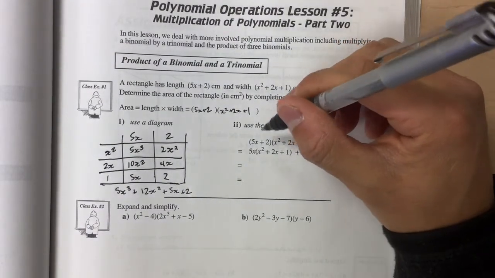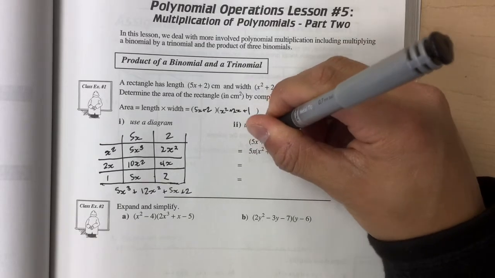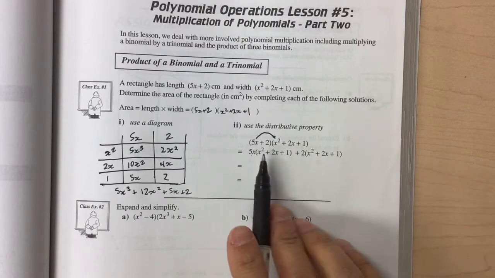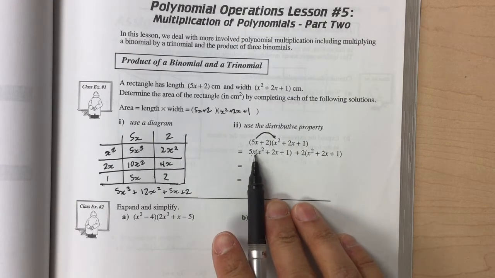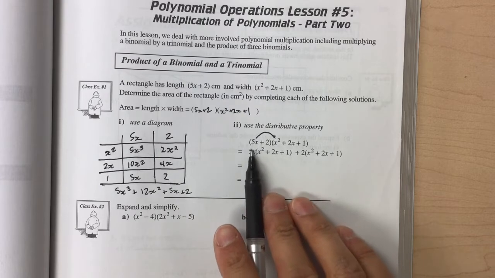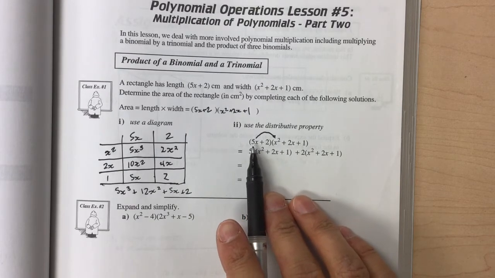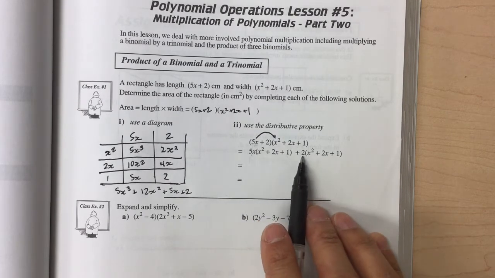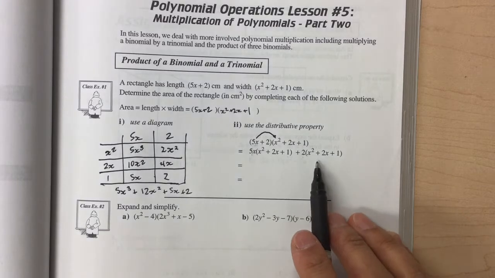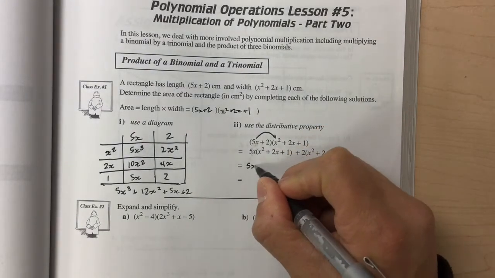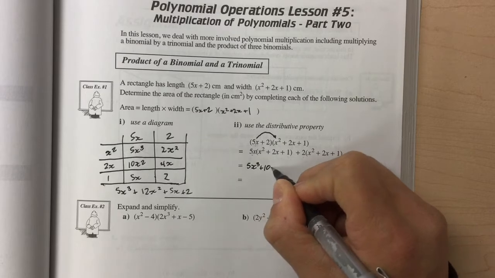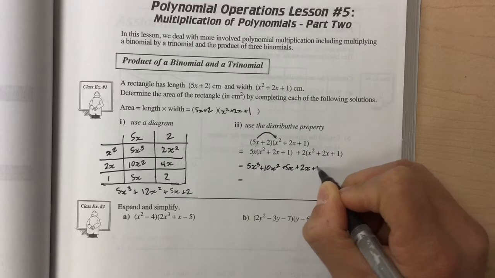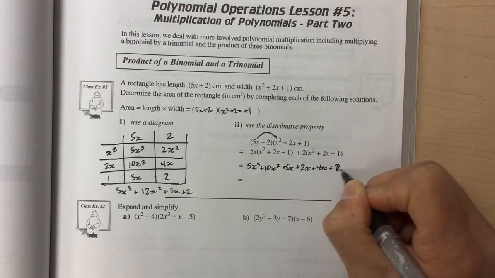We can also use the distributive property. Using the distributive property, I would go 5x times everything inside, and then the 2 times everything inside my trinomial. We would again get 5x cubed plus 10x squared plus 5x. And then over here I would get 2x squared plus 4x plus 2.